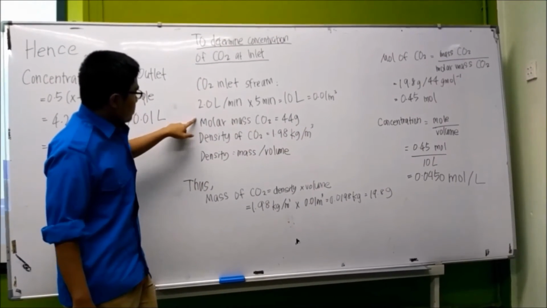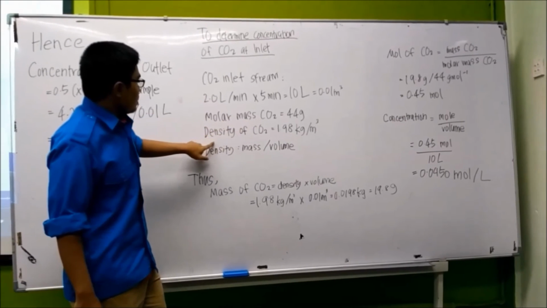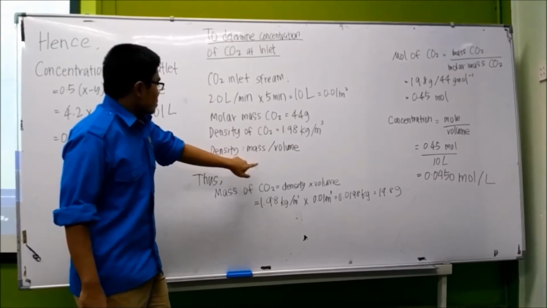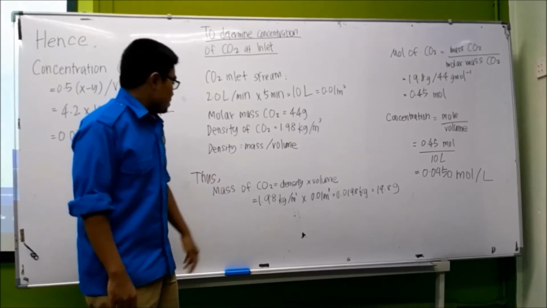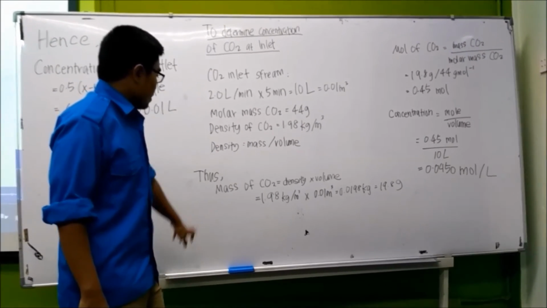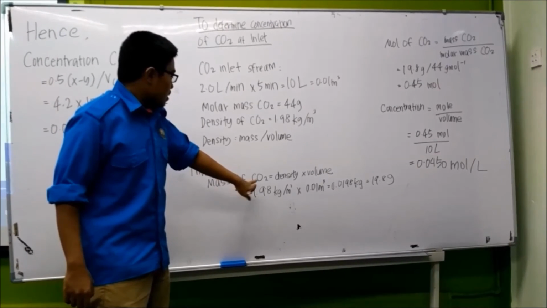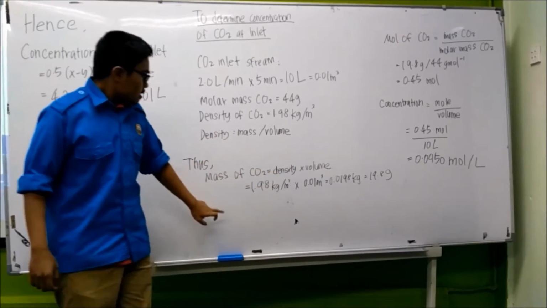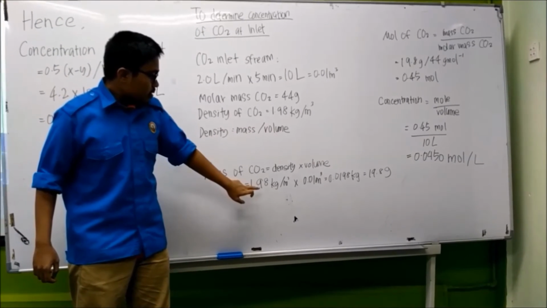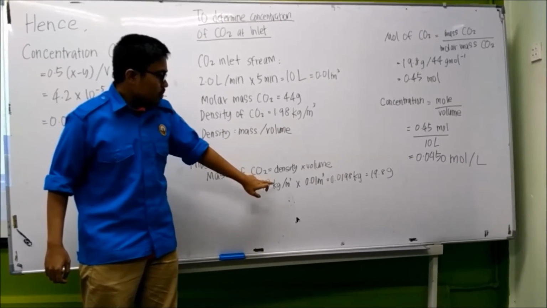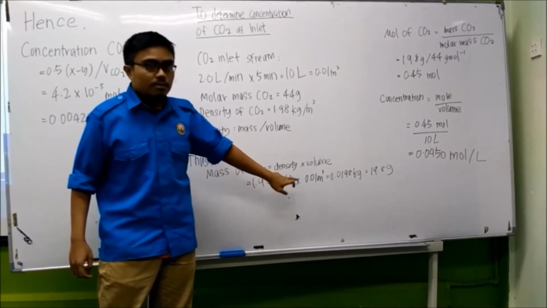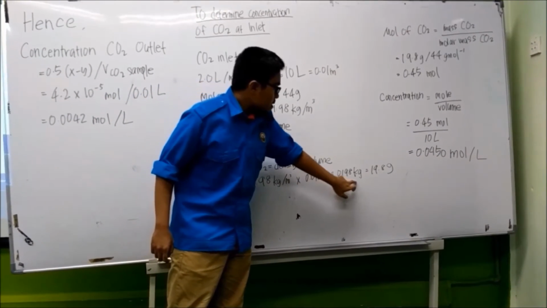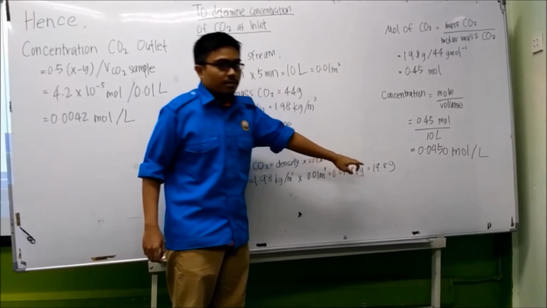So this is the molar mass of CO2 and the density of CO2. Thus, we want to get the mass of CO2. The formula is density times volume: 1.98 kilogram per meter cube times 0.01 meter cube. And we will get the answer in gram, 19.8 gram.